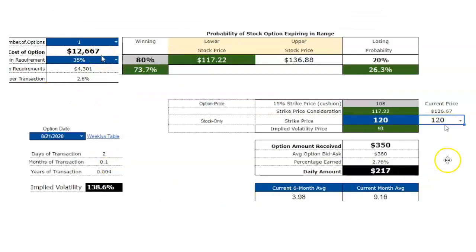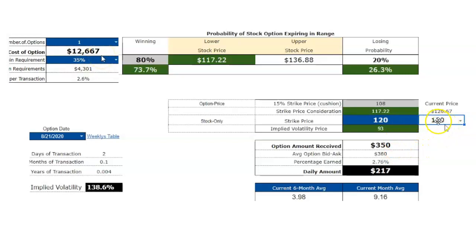Okay, so basically what we said is at the time the stock was $126 per share. We decided to sell a put on $120 strike price. That gave us a 73% probability of winning and a 26% probability of losing. Because our target is about 80% probability of winning, we decided to use it.